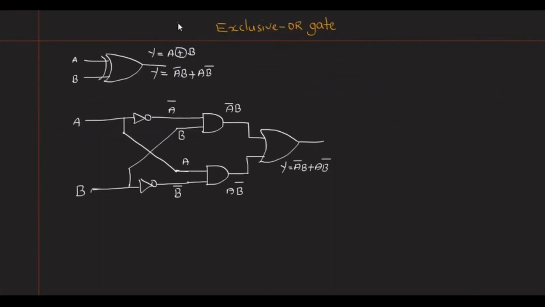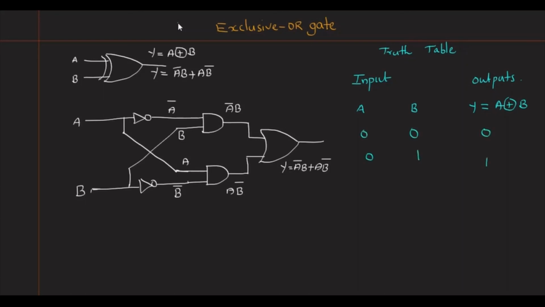Next is exclusive OR gate. If we have two inputs, the output is given by A XOR B or Y equal to A complement B plus A B complement. The second figure shows the realization of exclusive OR gate using NOT gate, AND gate and OR gate. If we have two inputs, the output is given by A XOR B.